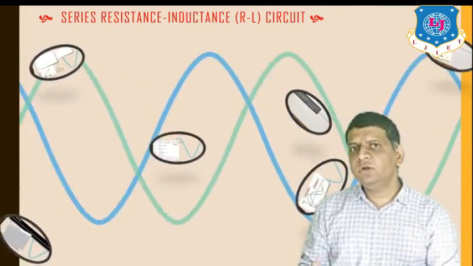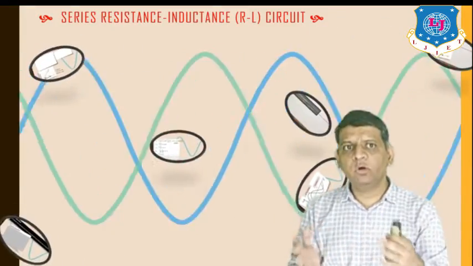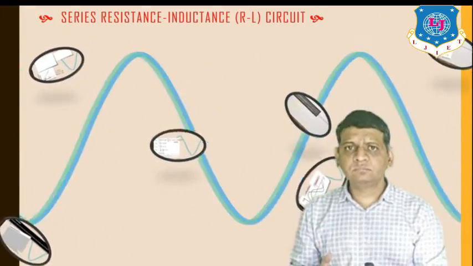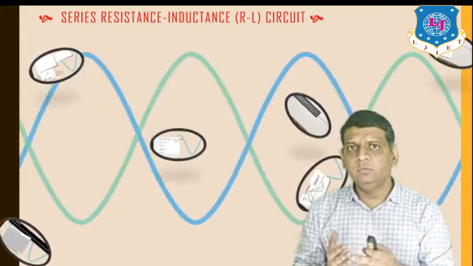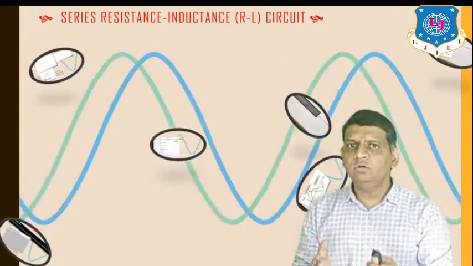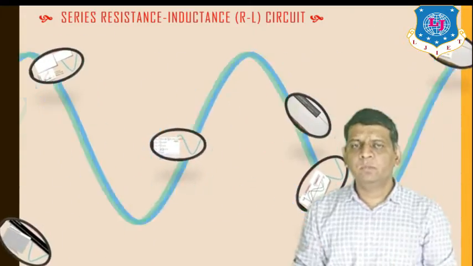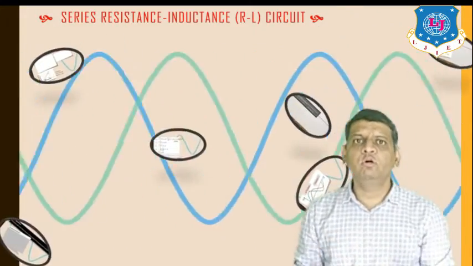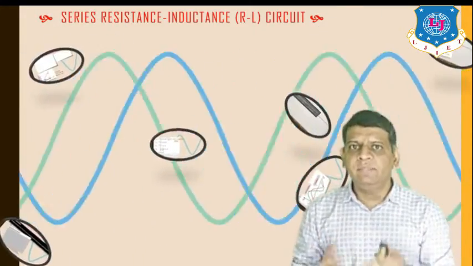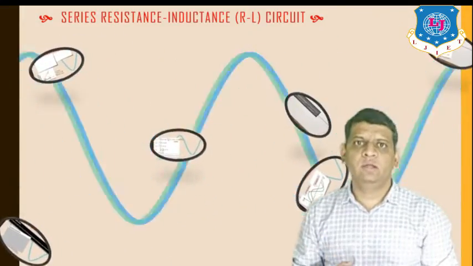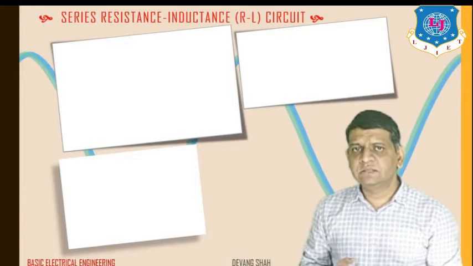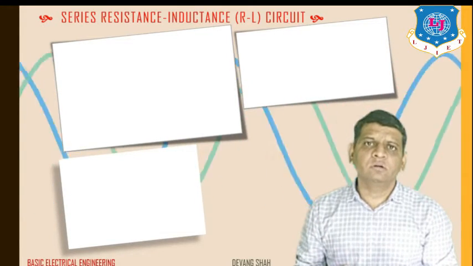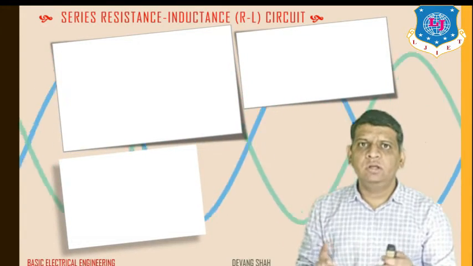Now, our 3 points are common. Point number 1, we have to find the relation of voltage and current. Point number 2, we have to draw the waveform and phasor diagram. Point number 3, we have to calculate power, and that power P is equal to V into I. So let's start with our first term, the relation of voltage and current.